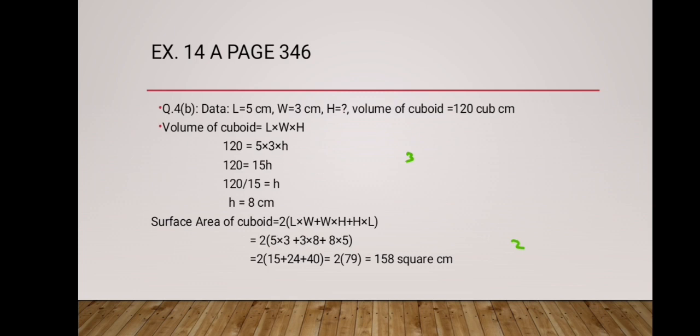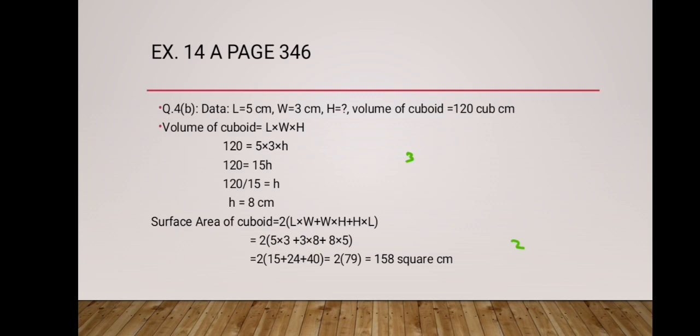Now let's go for this question number 4, part B. Is similar to what we have done on the previous slide. B is a bit different, and if you read the statement of the question on page 346, data given to us is length is given. Length of the cuboid is given as 5 centimeter, and the width of the cuboid is given as 3 centimeter. Height is unknown in this case, but the volume of the cuboid is given as 120 cubic centimeter.